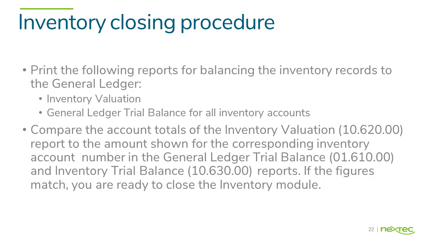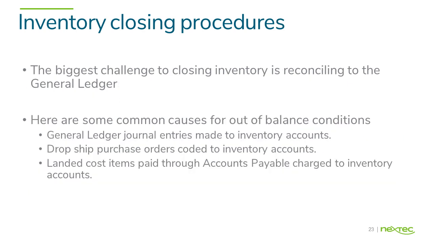And then for balancing, you can run the inventory valuation and the general ledger trial balance for all inventory accounts. This will help you tie your subledger to the general ledger and make sure that if there's anything that is not reconciled, you can adjust it through an inventory batch or through a GL batch. The biggest challenge to closing inventory is reconciling to the general ledger.